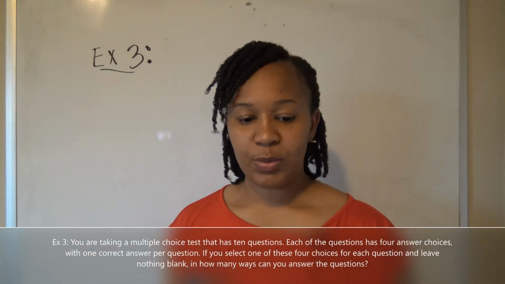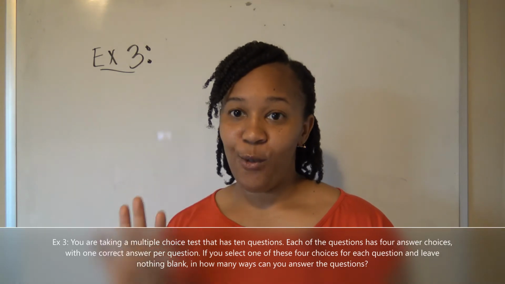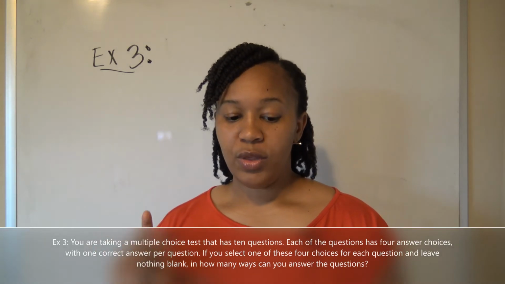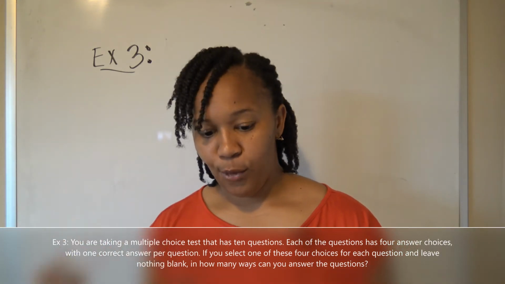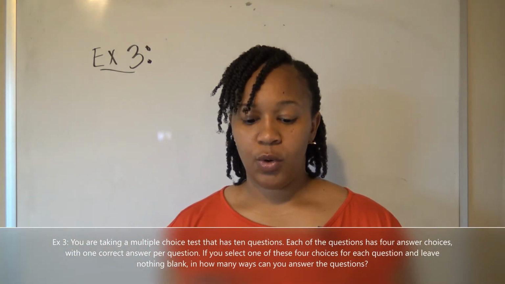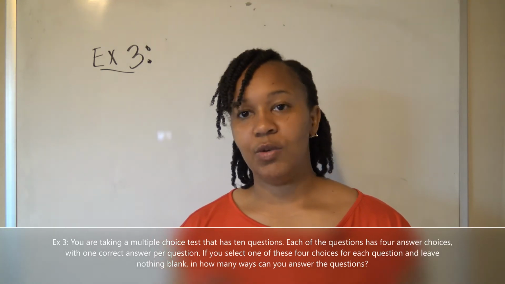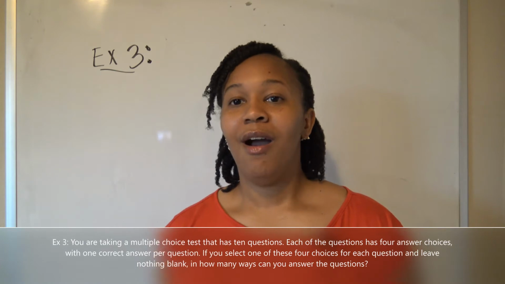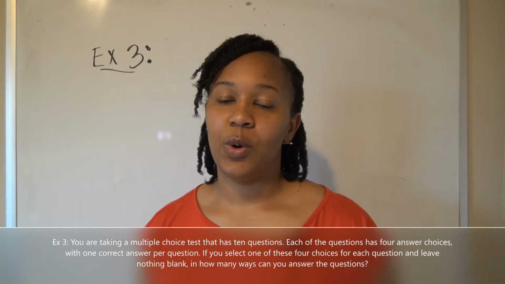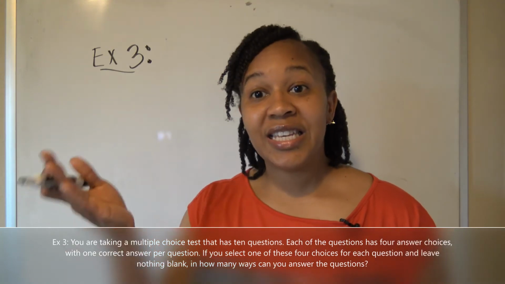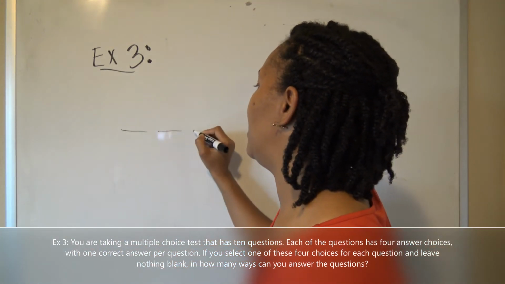Suppose you are taking a multiple choice test that has 10 questions, and each of the questions has 4 answer choices with 1 correct answer per question. So your typical test, one of the answers is right, there are 4 options. If you select one of these 4 choices for each question and leave nothing blank, how many ways can you answer the questions? So what are the number of different ways you can answer those 10 questions. So there are actually 10 choices here. You have 10 questions. So I'm just going to put a little dash to represent each question.